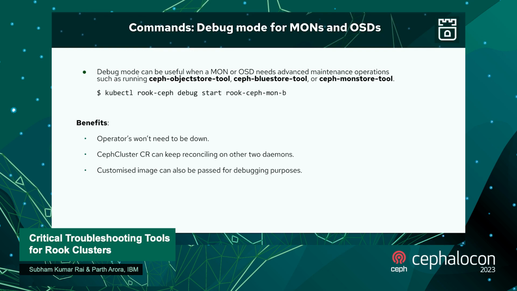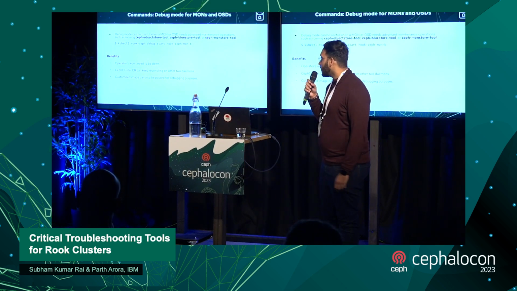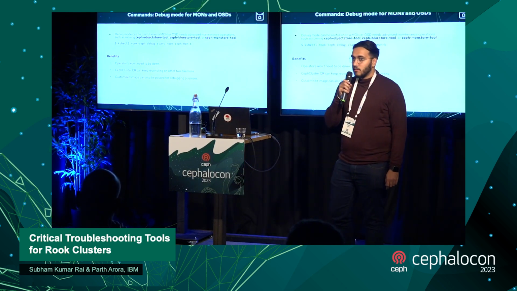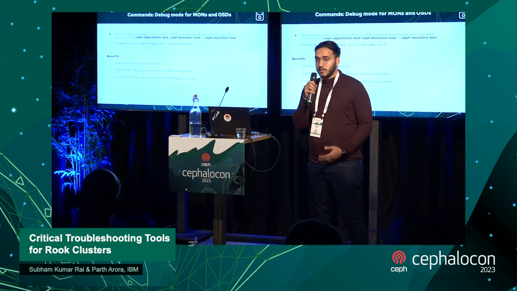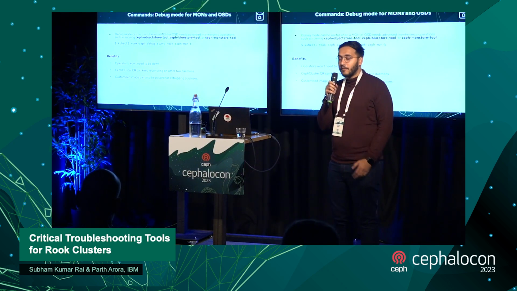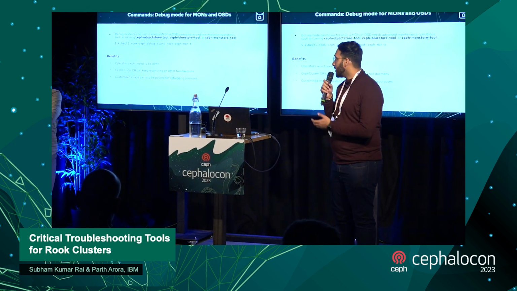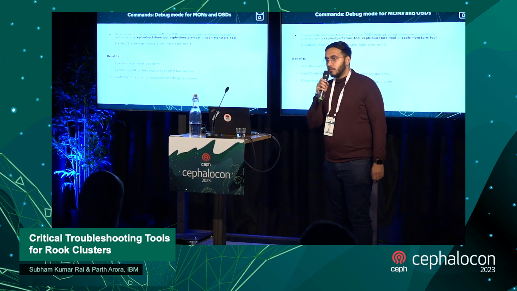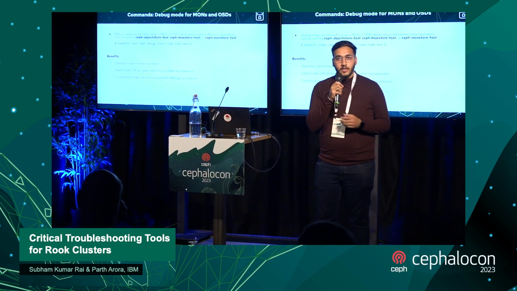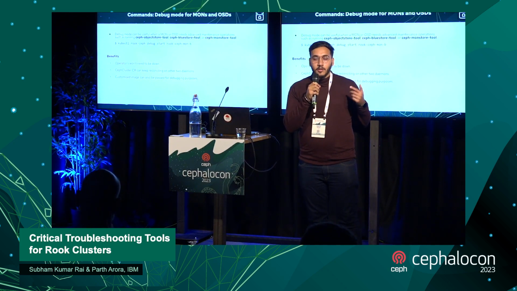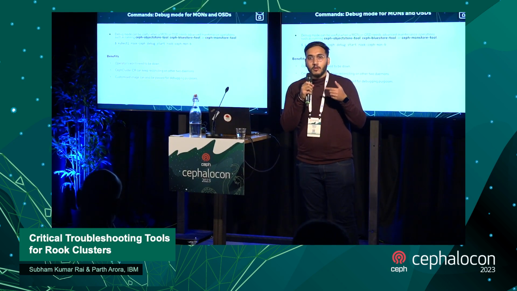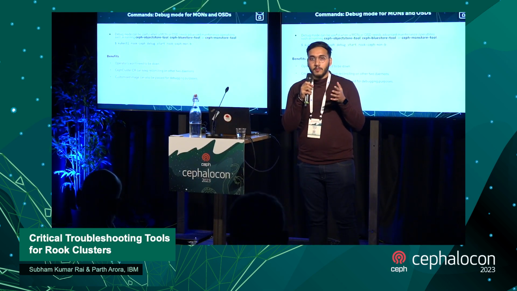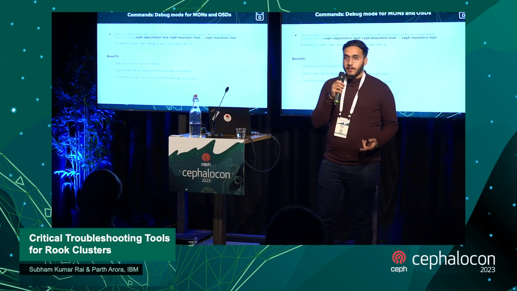With Krew, it's like get-go. We just have to run one command, and Krew will take care of the whole process. And there are other benefits also for this debug command. Whenever QA was using the monstore tool to get the new OSD, they had to turn down the operator and do such stuff. But using Krew, you don't have to turn down the operator. We will just add labels to the particular pods, and the operator won't reconcile that particular deployment. So the operator can still work on the other daemons that we have. That's one benefit that we get out of it.